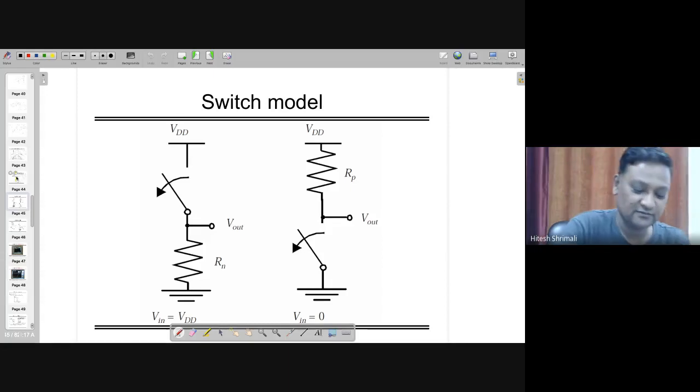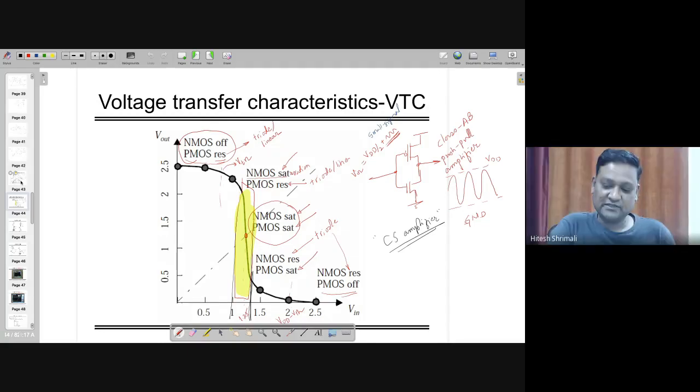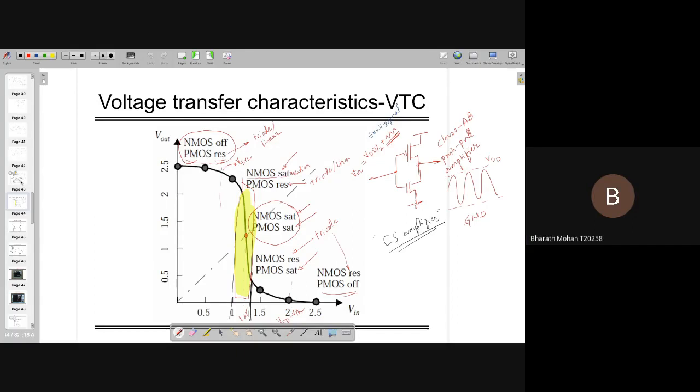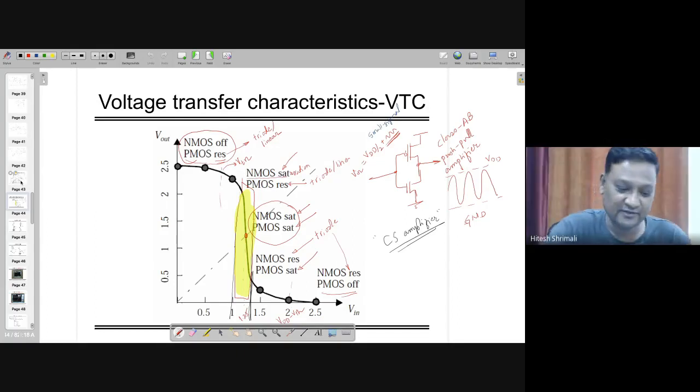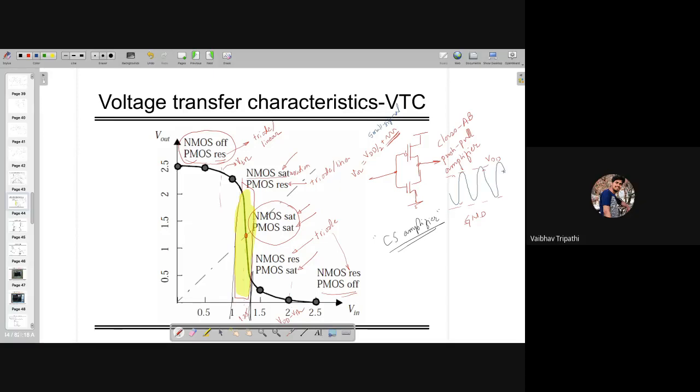Sir, it will be having a negative gain only, right? Yes, this will be negative. That's why it's an inverter. Thank you for reminding me. If you are giving a positive input, then the output has to be negative. That's true. Okay, thank you.